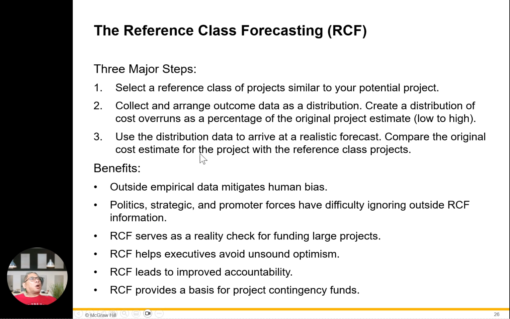Compare to the original cost estimate for the project with reference class project benefits, such as outside data. Political, strategic, and promotional forces have difficulty ignoring outside RCF information. RCF stands for reference class forecasting.